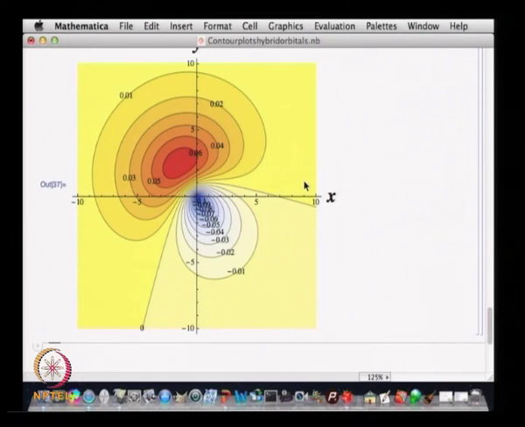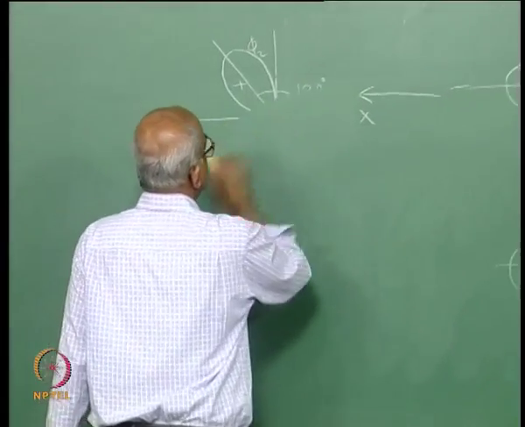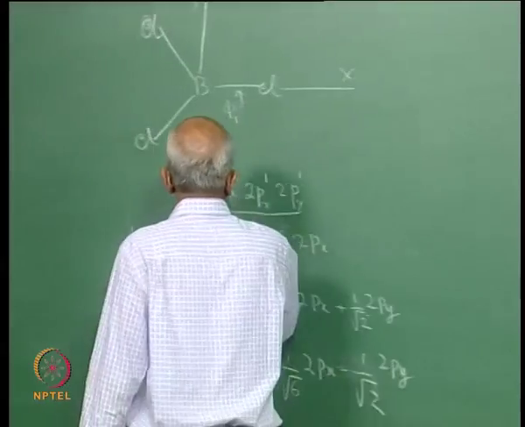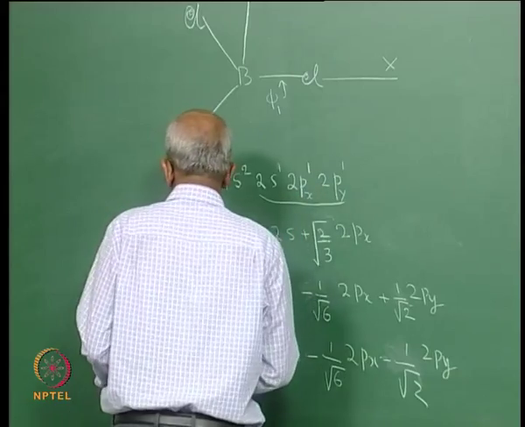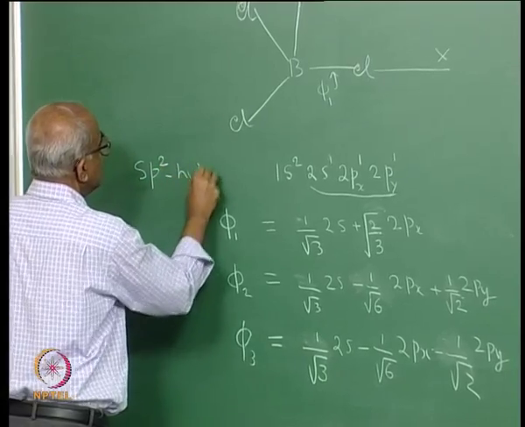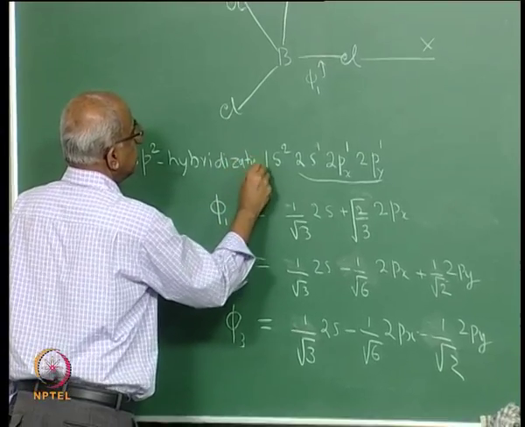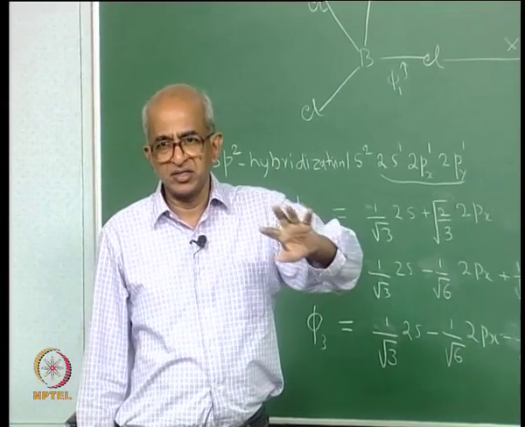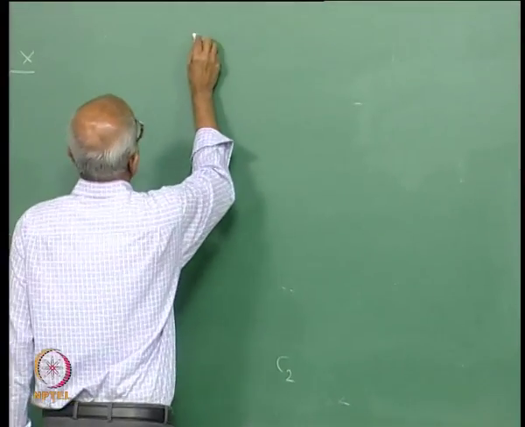Now the last case that we will discuss in the case of hybridization is SP3 hybridization. Incidentally, I forgot to mention this particular word: because you are mixing one s orbital and two p orbitals, you refer to this as SP2 hybridization. And the hybridization in which you mix only one s with one p, that is referred to as SP hybridization. And now we will discuss the case of CH4.